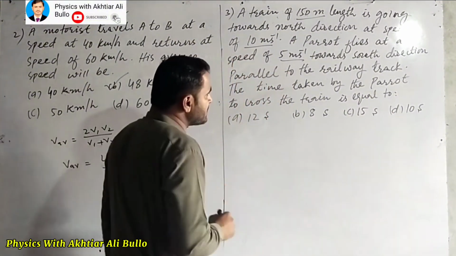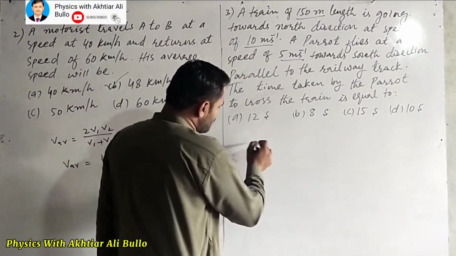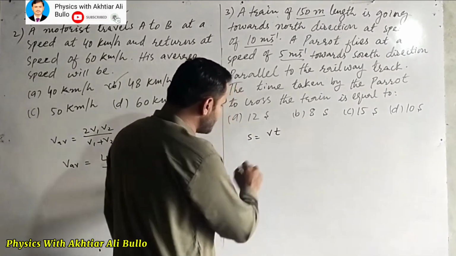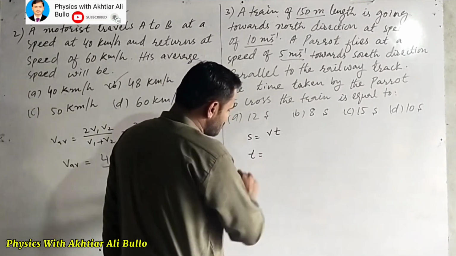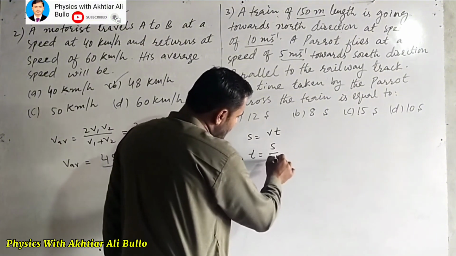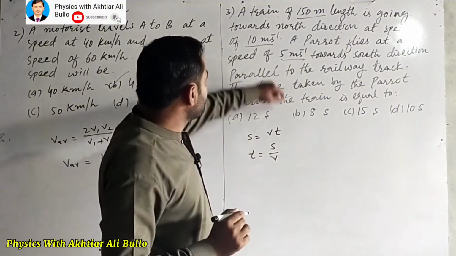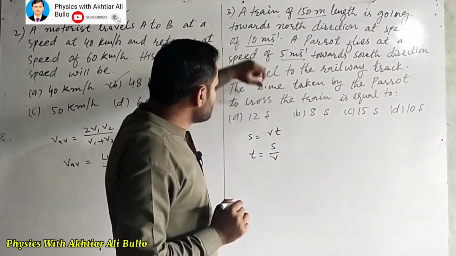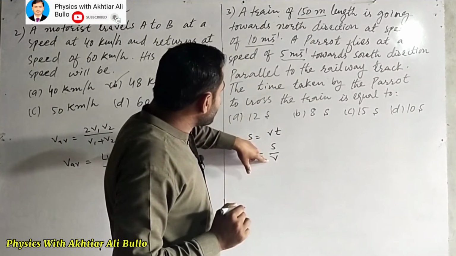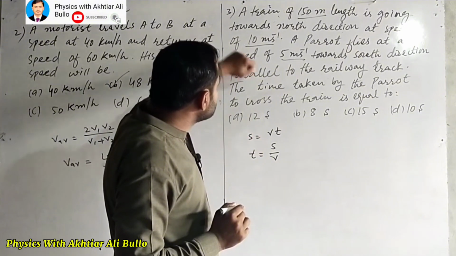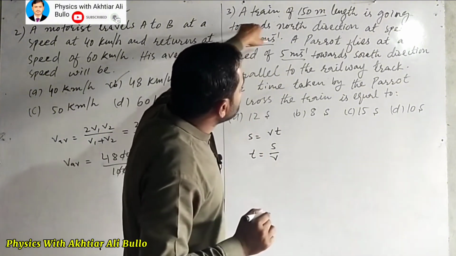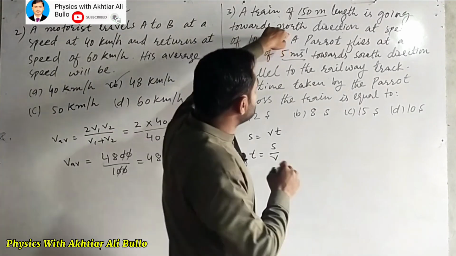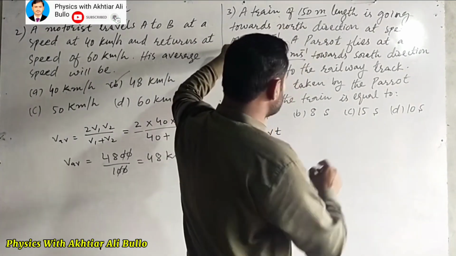We have to calculate the time. So by using the distance formula, S is equal to V into T, so T is equal to S upon V. So we have obtained the distance as 150 meter, but we have to calculate its velocity. A train is going towards north at a speed of 10 meter per second.